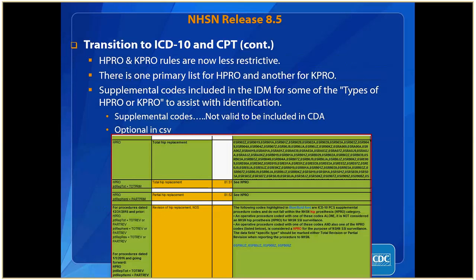So the HPRO and KPRO rules are now less restrictive. There is one primary list for HPRO and another for KPRO. You probably see this in the IDM better, but this is all your list of HPRO codes. The supplemental codes are included in the IDM for some of the types of HPRO and KPRO to assist you on your side with identification and to be able to collect the data. Supplemental codes, once again, are not valid and should not be included in the CDA. However, they will be able to be captured in the user interface for manual entry. And they are optional also in the CSV file.